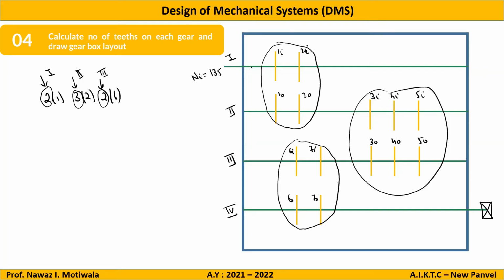For this shaft, because the shaft is straight and it is having the same center distance, the center distance has to be maintained the same. So what condition do I have? 1i plus 1o is equal to 2i plus 2o. What is that? Diameter. Correct. So if I convert diameter in terms of number of teeth, then what will I get?